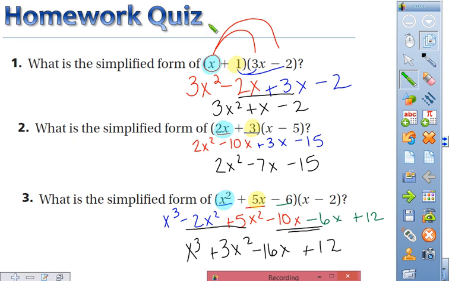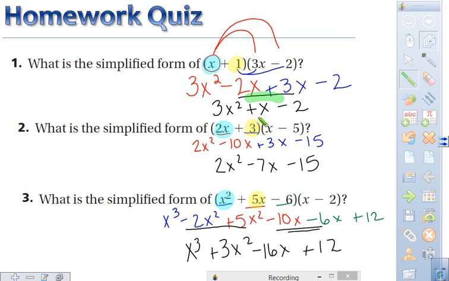Here are the solutions. On question number 1, you're going to distribute the X out first, and you get the red term. Then you're going to distribute the yellow, and you get the blue terms. Simplify your insides and your outsides, and you get a positive X.